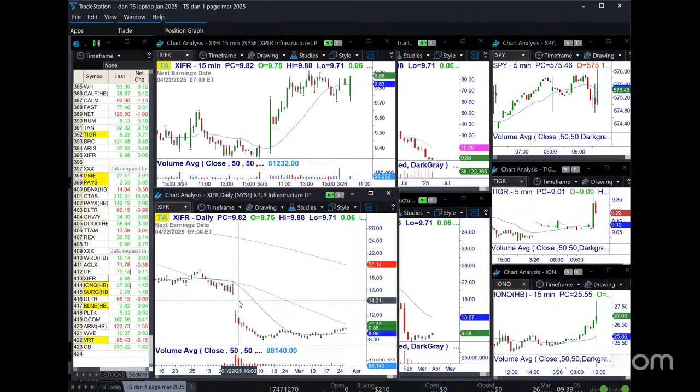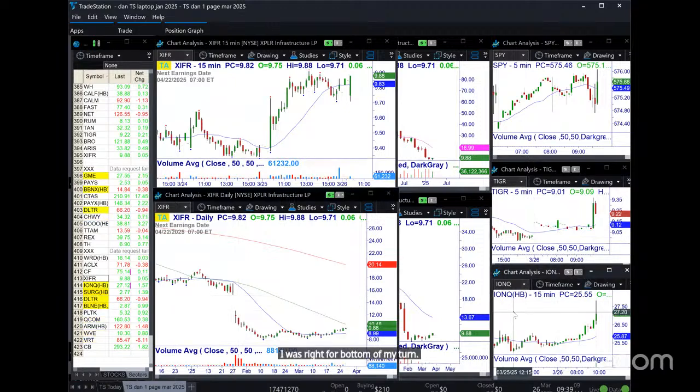Now Zypher, bottom of pattern. Maybe a 30-minute high. I'll keep an eye on it.